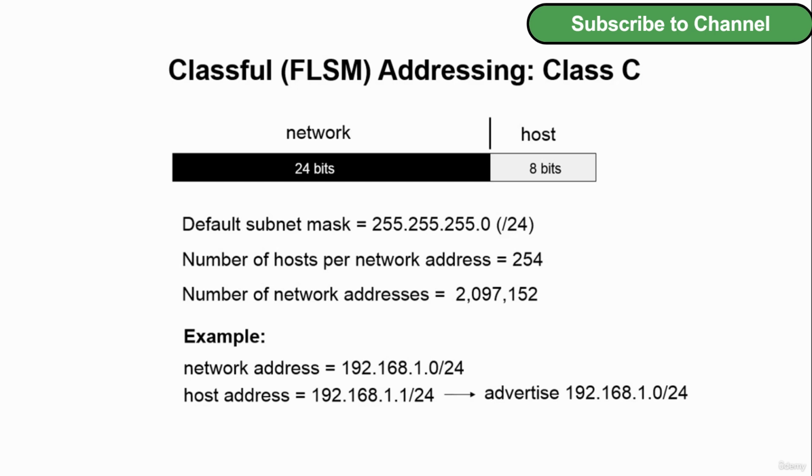An example, for instance, is 192.168.1.0/24. That's the default mask. So if you assign this host address 1.1, the router will advertise 1.0. It advertises the network address with the default subnet mask.